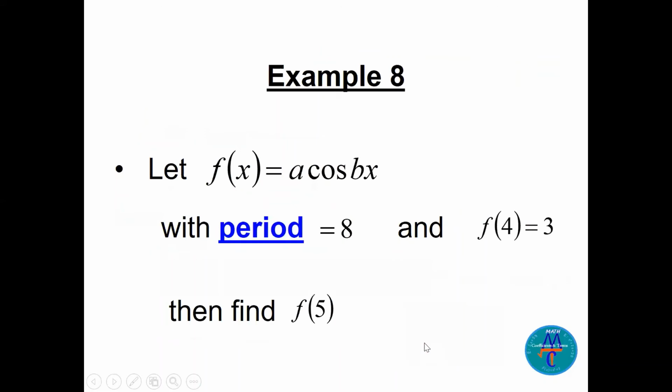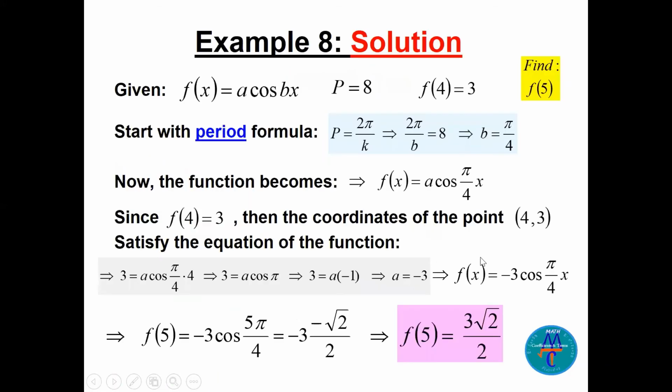Just to mention here, you cannot expect here what is f of 5. Maybe you will say this is f of 4 is equal to 3, f of 5 is equal to some numbers. You have to find a and b to get the answer.